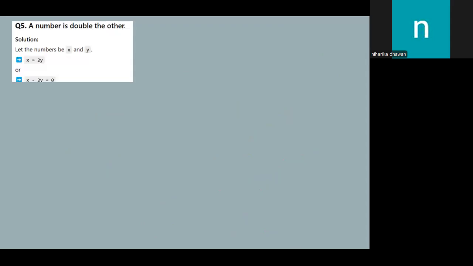Now the last question of today's class. A number is double the other. Suppose the number is x and the other number is y. Now x is double the other. It means we can write it as x is twice of y. Double means 2 times. So x equal to 2y. Then we can write this equation as x minus 2y equal to 0.